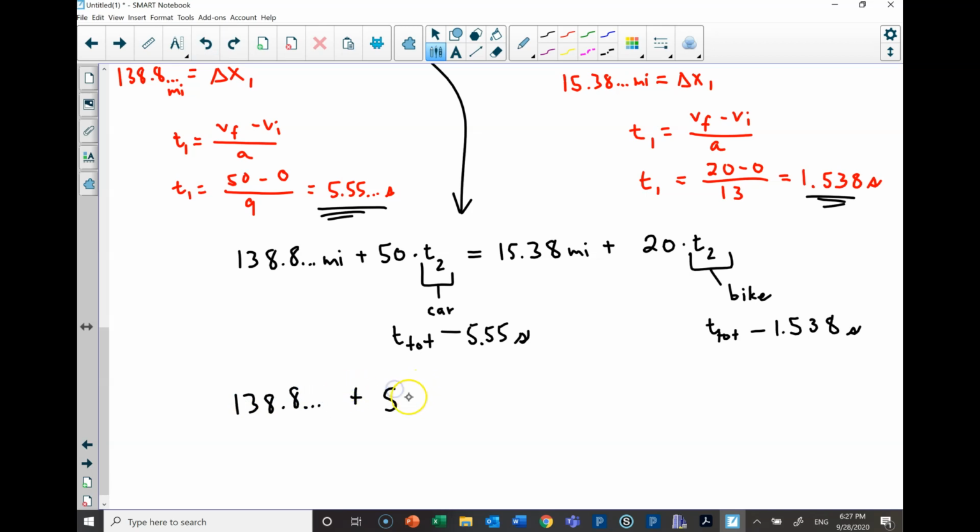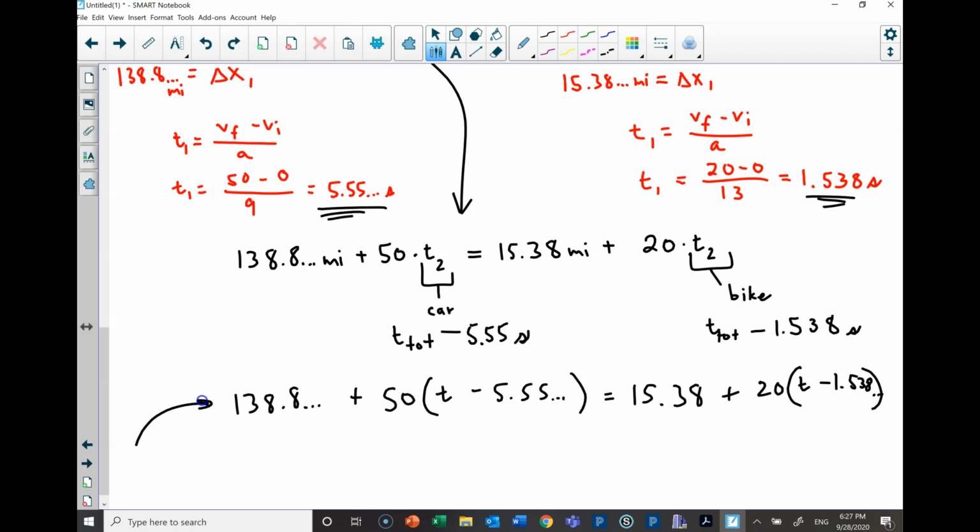plus 50 times, let me just call it t for the t total. 15.38 on the right side, plus 20 times, I'm replacing t2, I'm substituting in, with t total, right? I'm just calling that t now, minus 1.538. And this is one equation with one unknown. That's something we can solve.